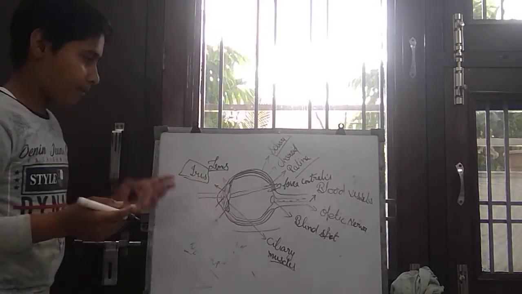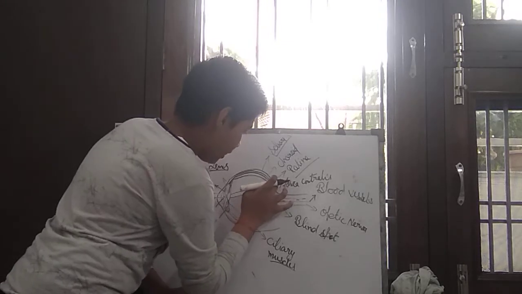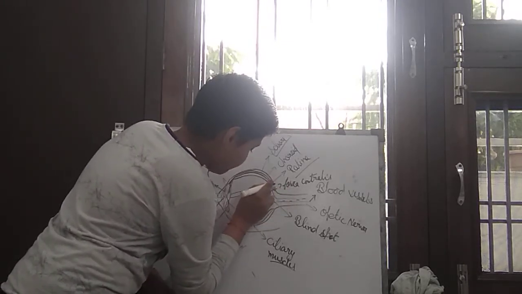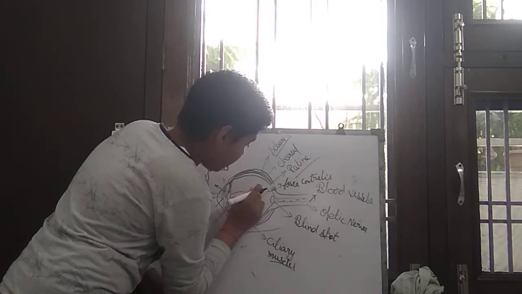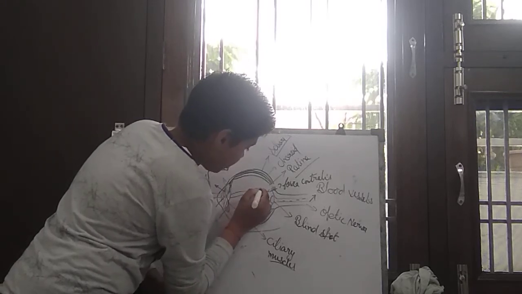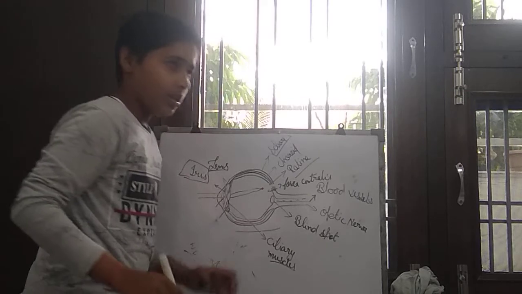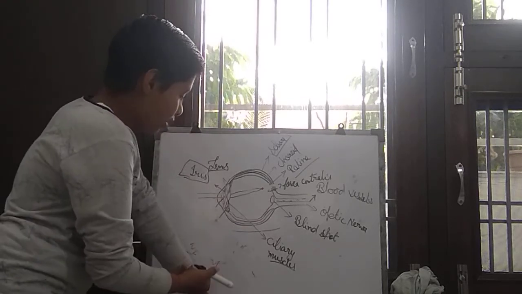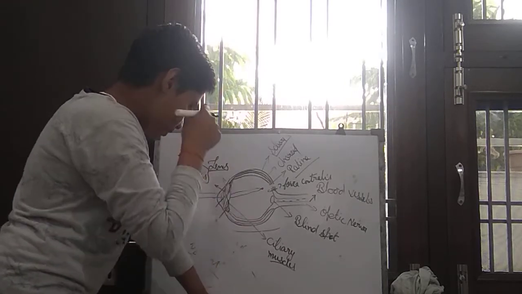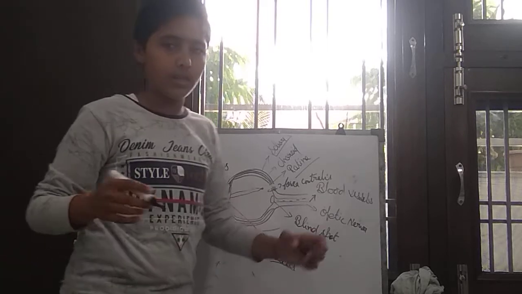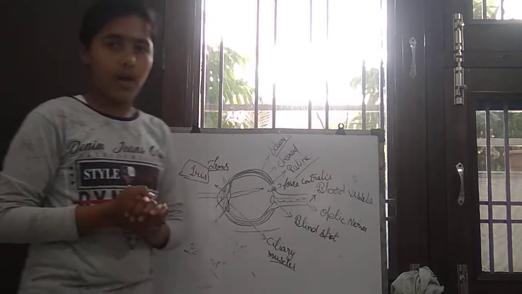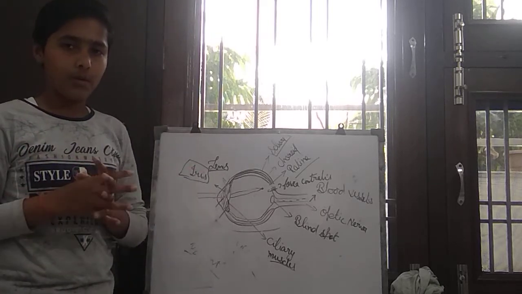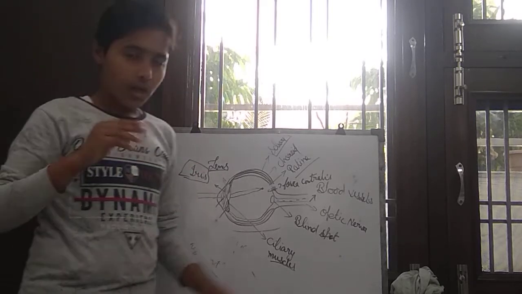This is called hypermetropia. And friends, if this light meets before the retina, this is known as myopia. This is also a disorder, friends. So I hope friends, you understood what the structure of the eye is, and what the work of its many parts is.